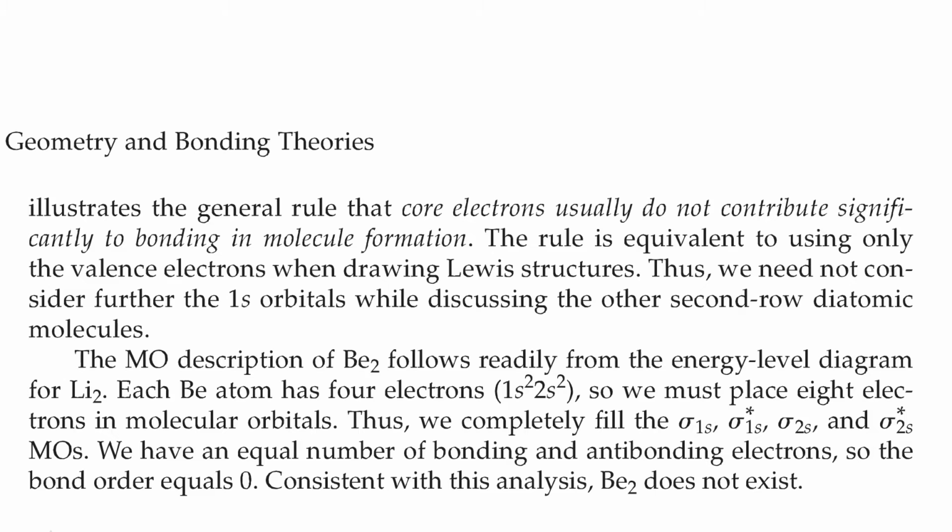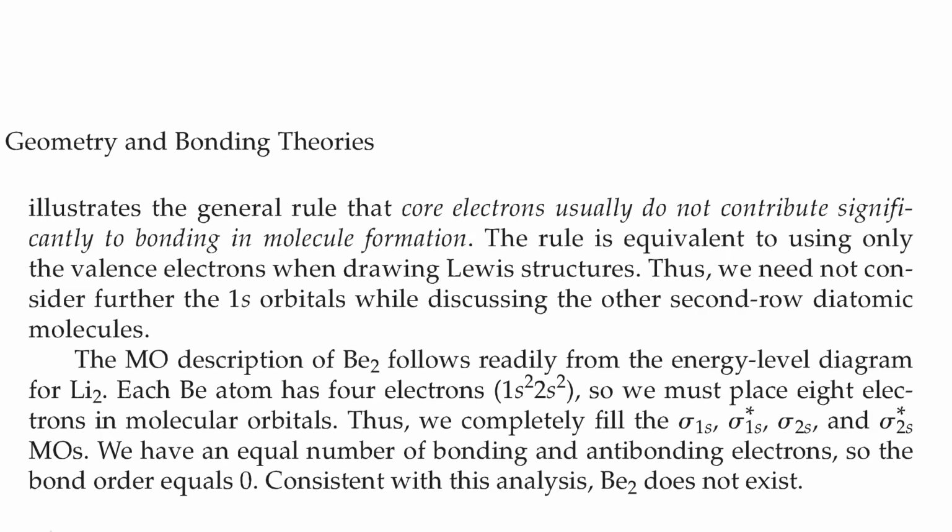This example illustrates the general rule that core electrons usually do not contribute significantly to bonding in molecule formation. The rule is equivalent to using only the valence electrons when drawing Lewis structures. Thus, we do not need to consider further the 1s orbitals while discussing the other second-row diatomic molecules.